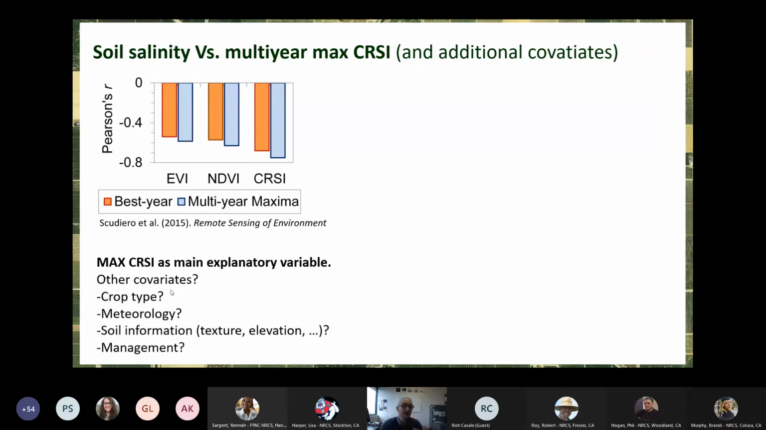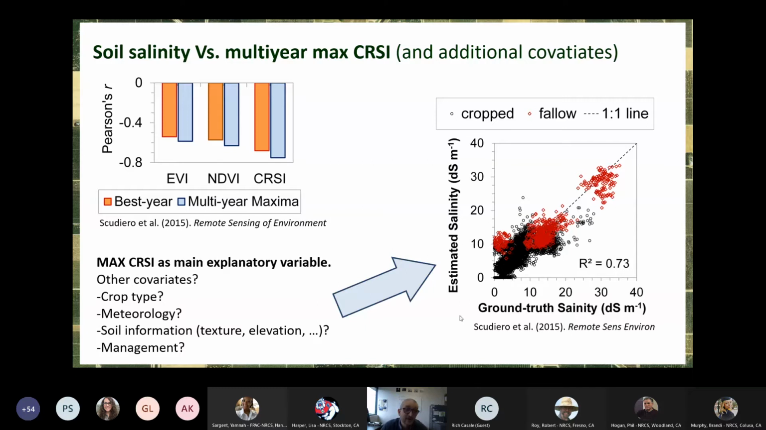But then this is not enough to produce a reliable map. So we add other covariates such as the crop type, meteorology, soil information from SSURGO, and information from the management that is done at the fields to get a more accurate model that can then be used to extrapolate salinity values across the entire region using the remote sensing and the other covariates that we are using.